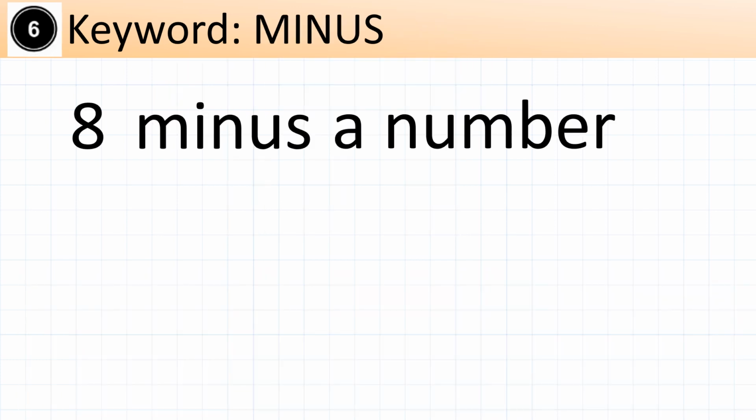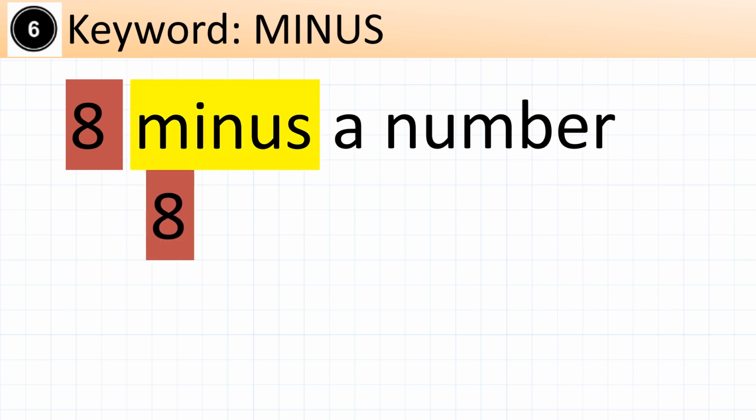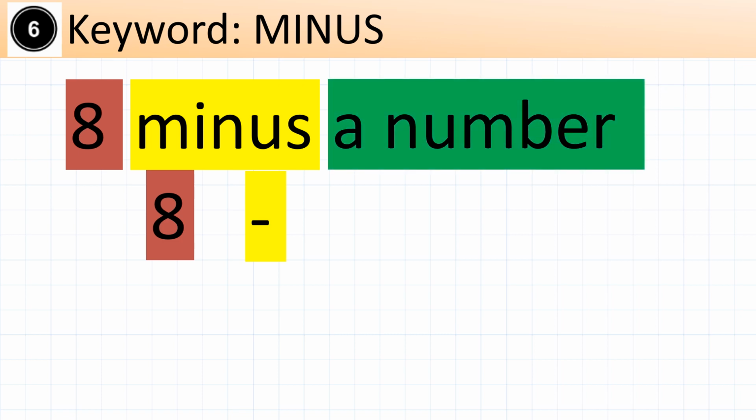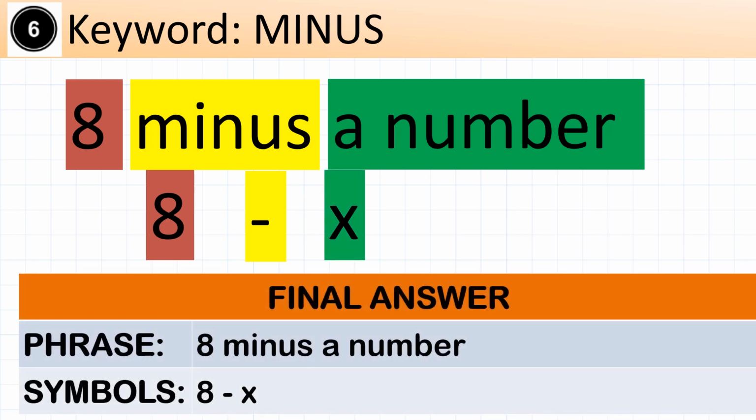Another keyword is minus. How do we use minus in a mathematical phrase? For example, 8 minus a number. To translate this in symbols, we copy 8 and then minus is actually translated to a minus sign. Literally speaking, minus. That is already the symbol. Minus a number. A number can be represented by x. So 8 minus a number is translated to 8 minus x. And that is the final answer.